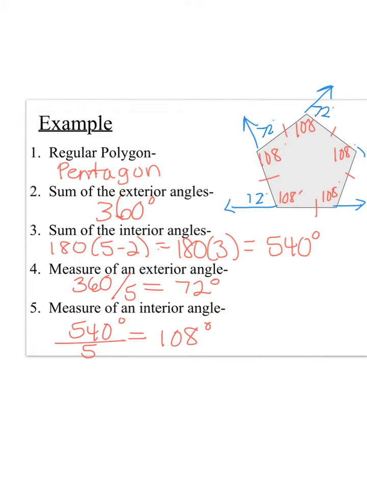So this is what it looks like in a diagram. And you just keep putting 72 degrees next to each of these angles. I've run out of room, but you could go ahead and finish that up.